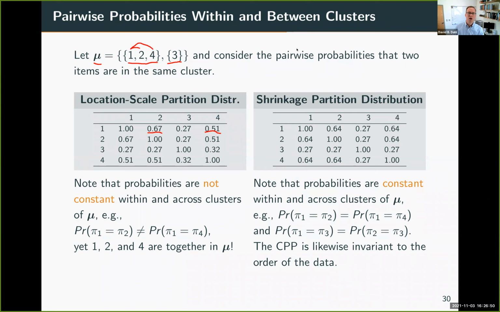And it seems odd that the probability 1 and 2 are together is larger than the probability 1 and 4 are together. Whereas in our shrinkage partition distribution, because we're using a random permutation, we have nice intuitive pairwise probabilities that say 1 and 2 are together and 1 and 4 are together being the same. The CPP also likewise is invariant to the order of the data.